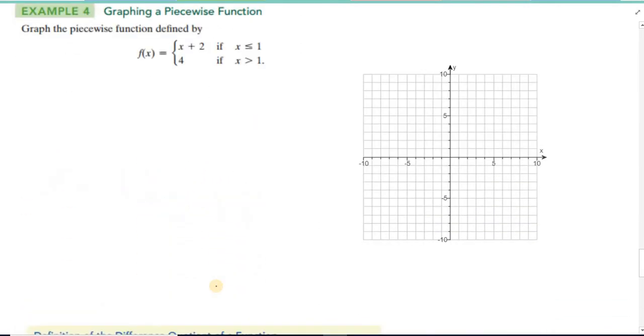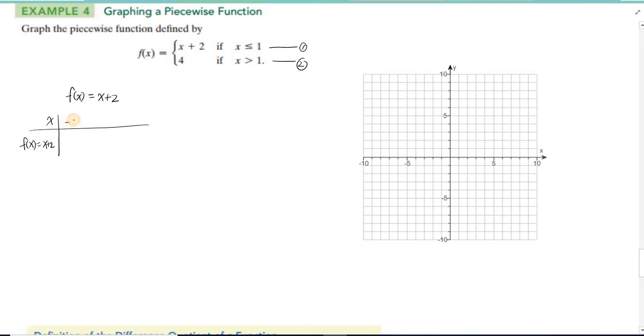Example 4, we have to graph a piecewise function. For this type of question, first you need to graph these two equations separately. You have learned graphing something like this: f of x equals x plus 2. You know how to graph this, right? So you can make a chart. We've done this before, so we can make a chart with x, and then f of x equals x plus 2, right? So you plug in some points.